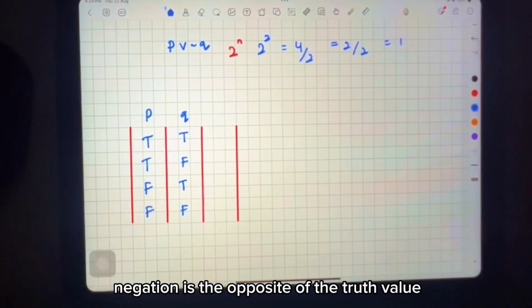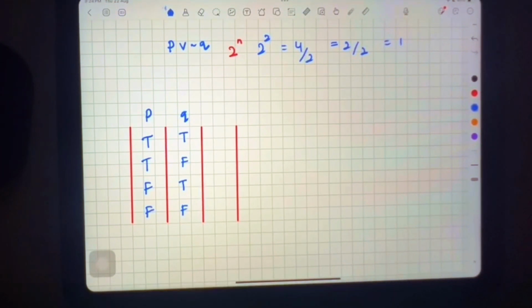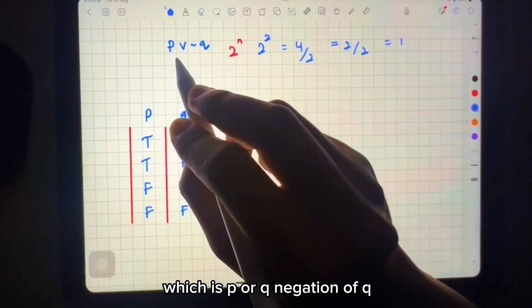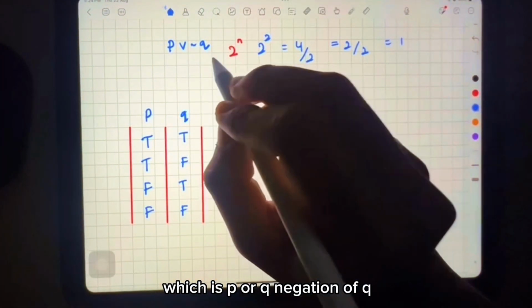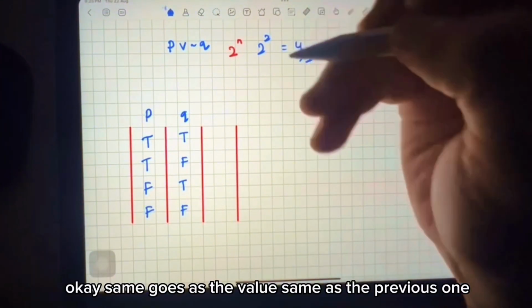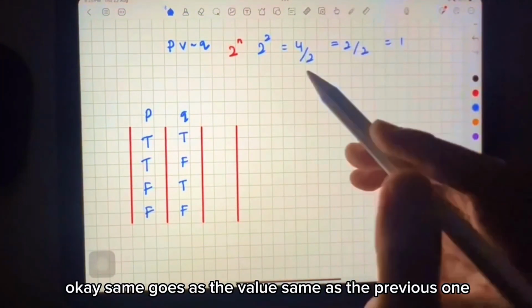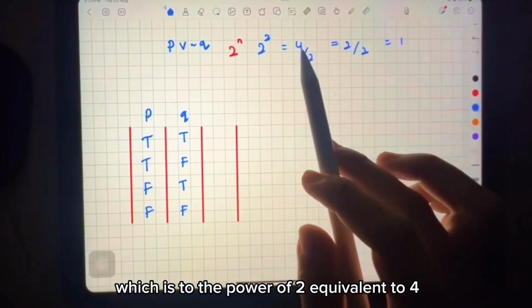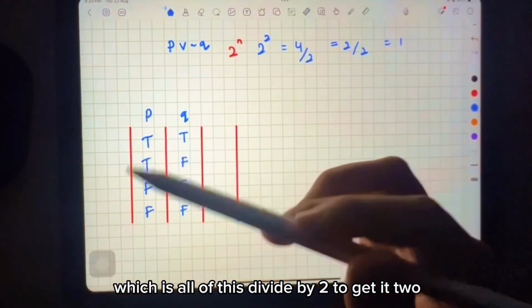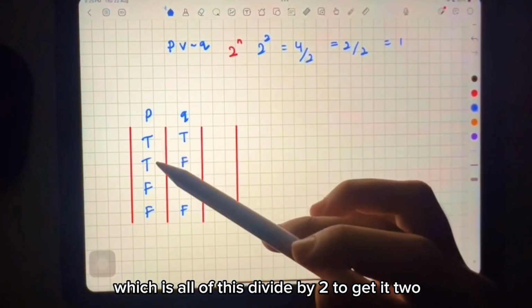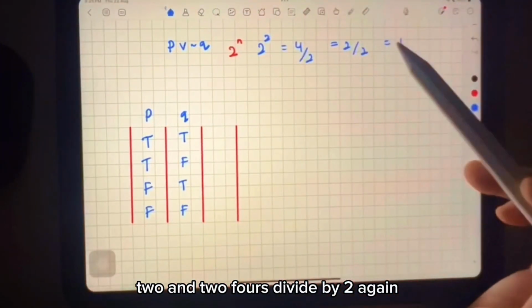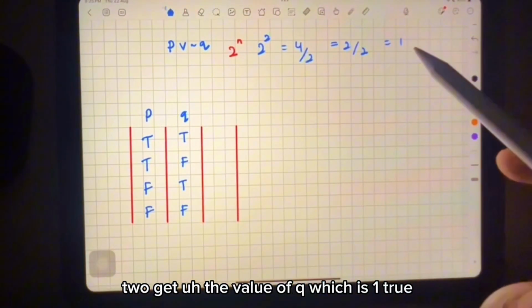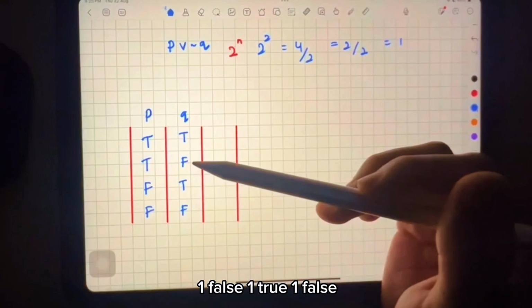What is negation? Negation is the opposite of the truth value, which is P or Q, negation of Q. Okay, the values are the same as the previous one: 2 to the power of 2 equals 4, which is all of this. Divide by 2 to get 2 true and 2 false. Divide by 2 again to get the value of Q, which is 1 true, 1 false, 1 true, 1 false.